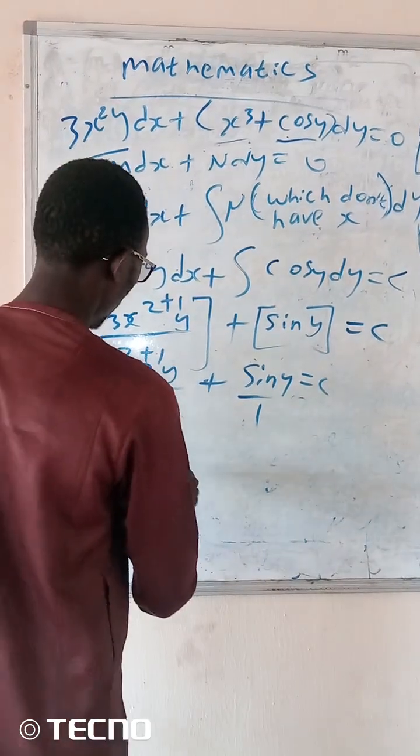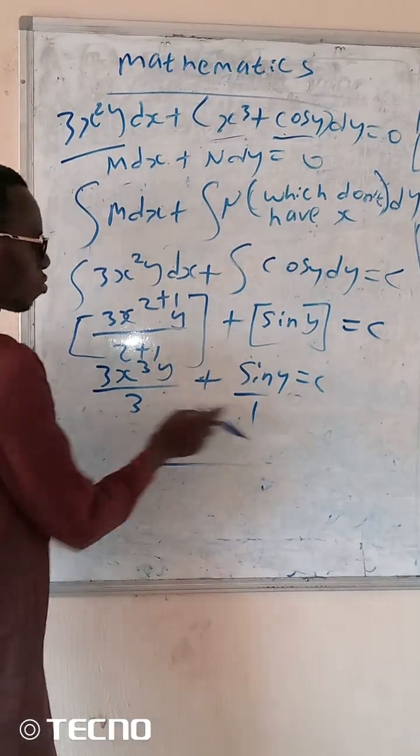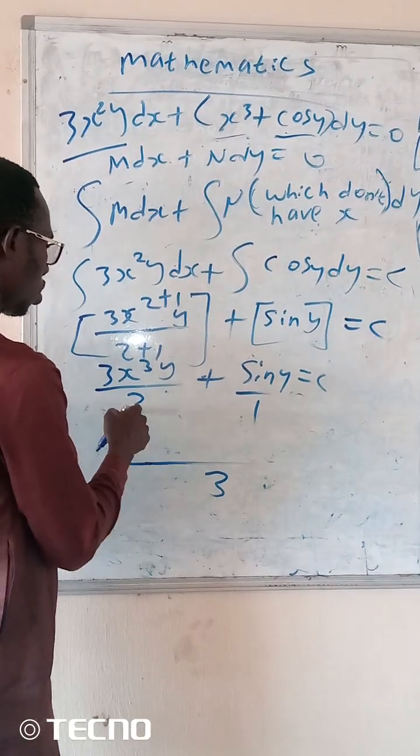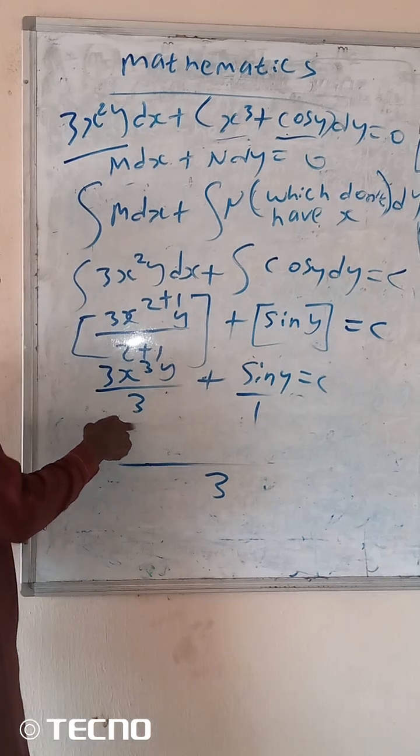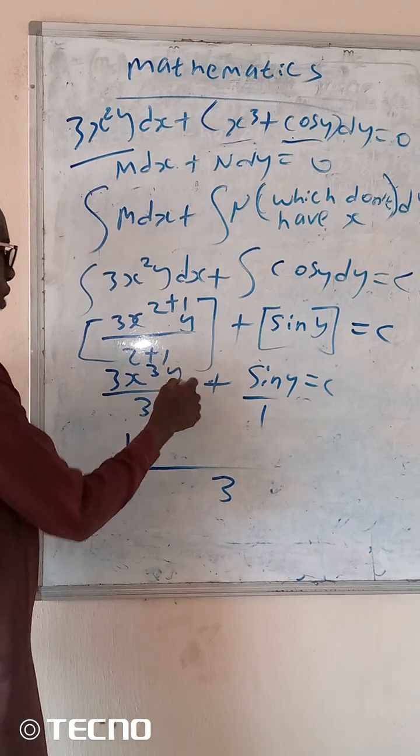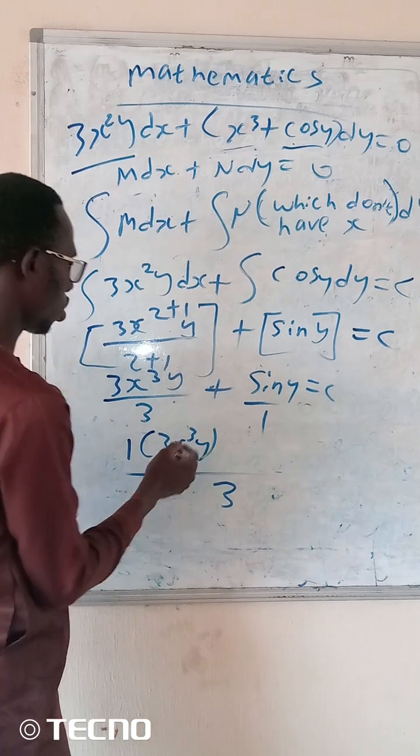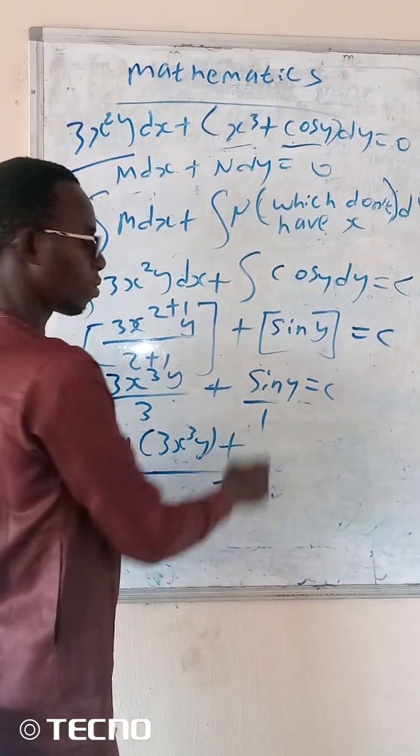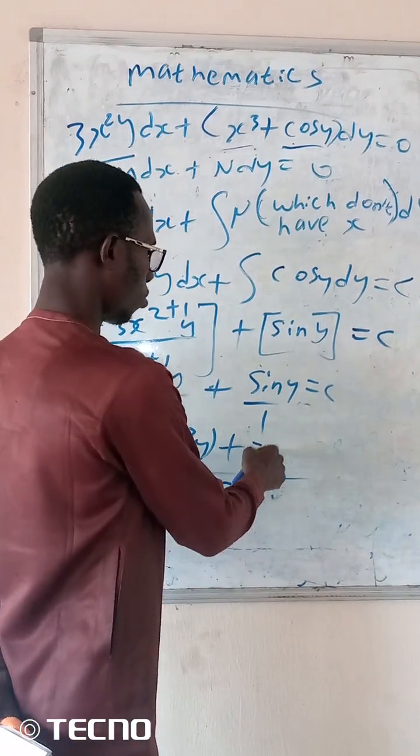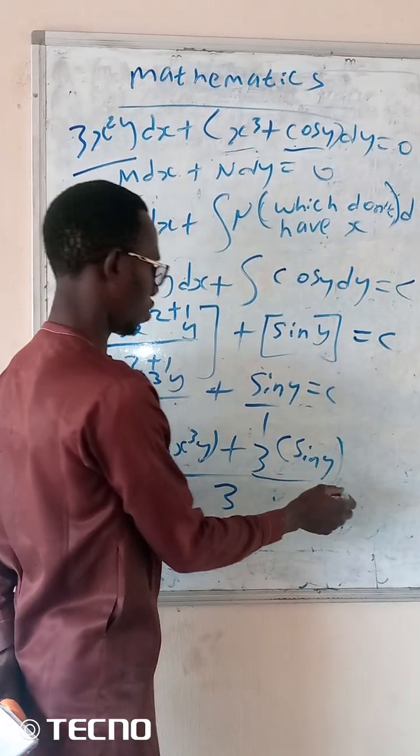We're going to find the LCM of 3 and 1. The LCM of 3 and 1 is 3. So 3 divided by 1 is 3, and 3 divided by 3 is 1, so we put 1. Then we say 1 multiplied by 3x²y. We bring the addition sign down. 3 divided by 3 is 1, then 3 multiplied by sin y equals our constant.